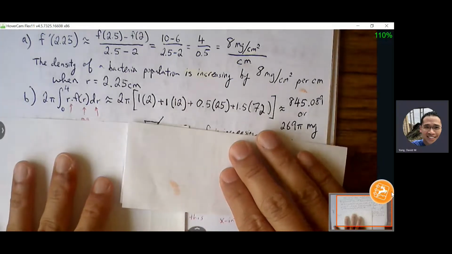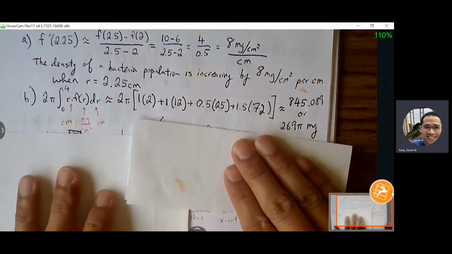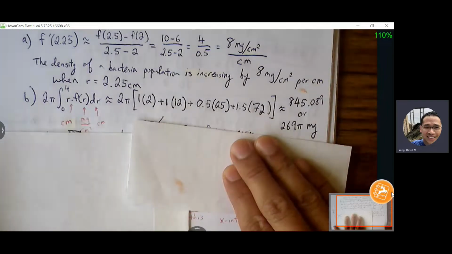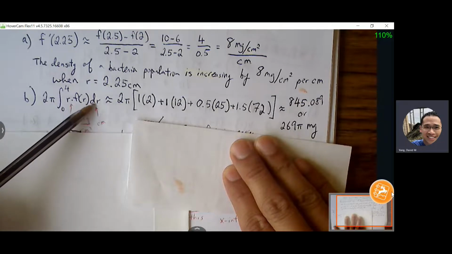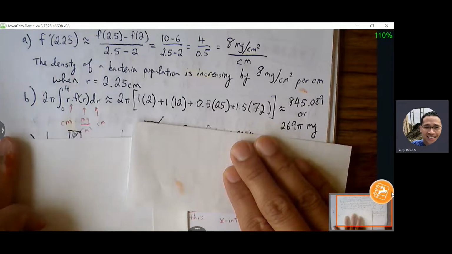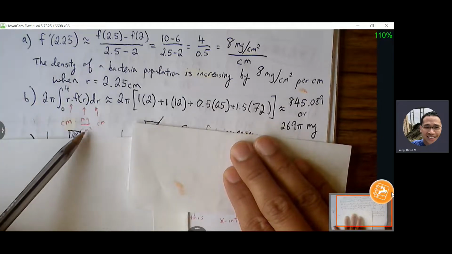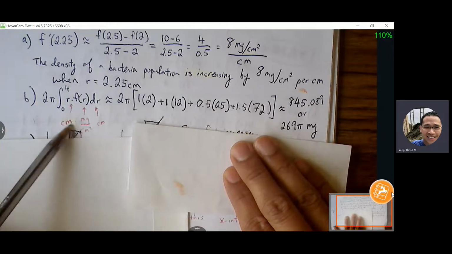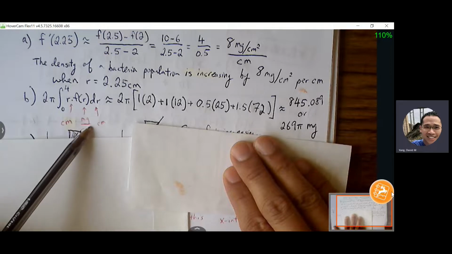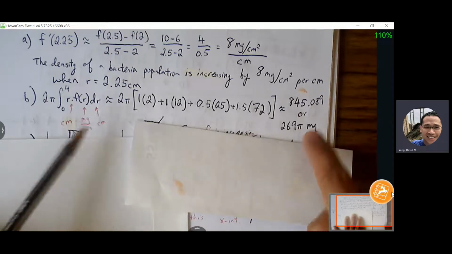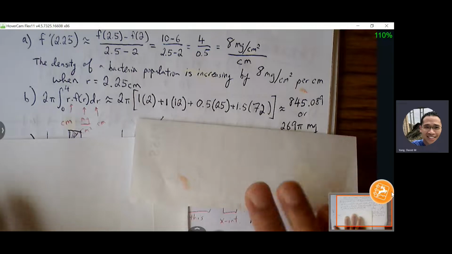The reason why our units are in milligrams is because if you look at each of these units, radius is centimeters, f of r is milligrams per centimeter squared, and dr is radius, which is also centimeters. So you have centimeters times centimeters divided by centimeters squared. That's going to wipe all the centimeters out, and you're only left with milligrams. So that's why our unit of measure is milligrams.